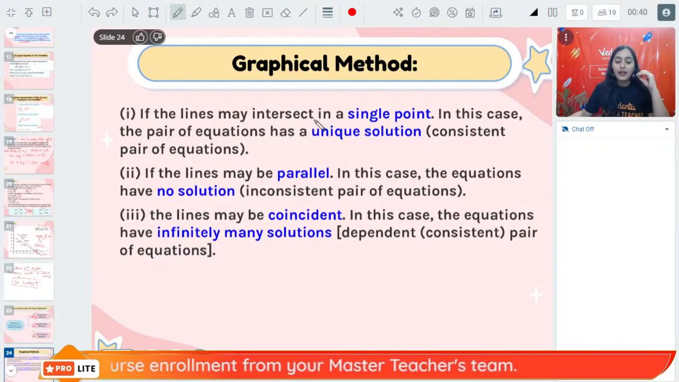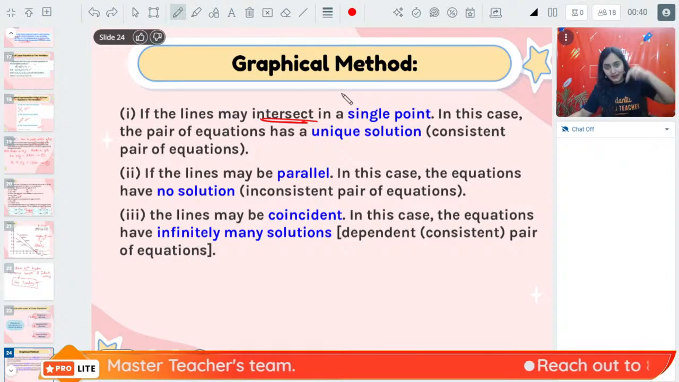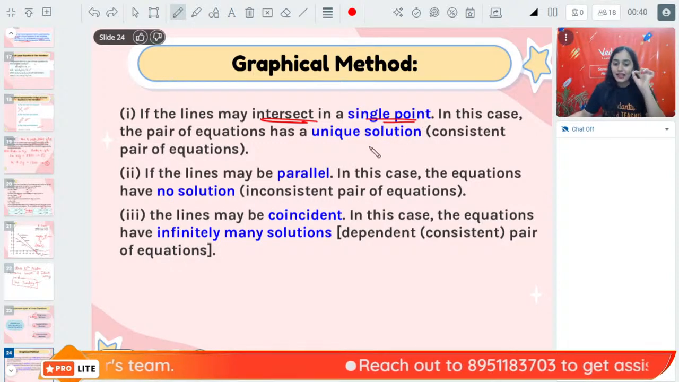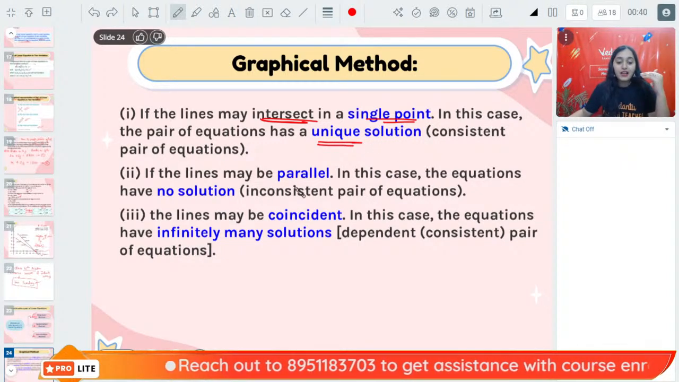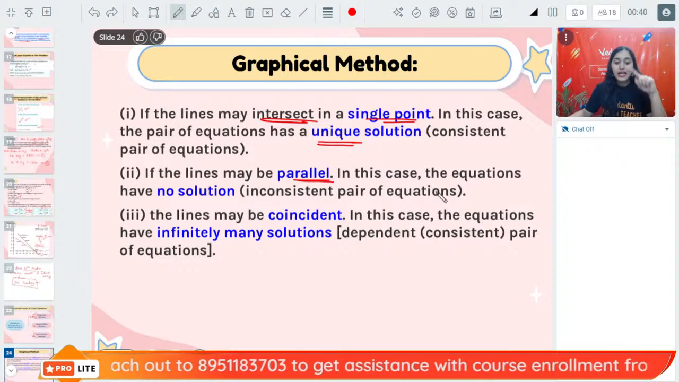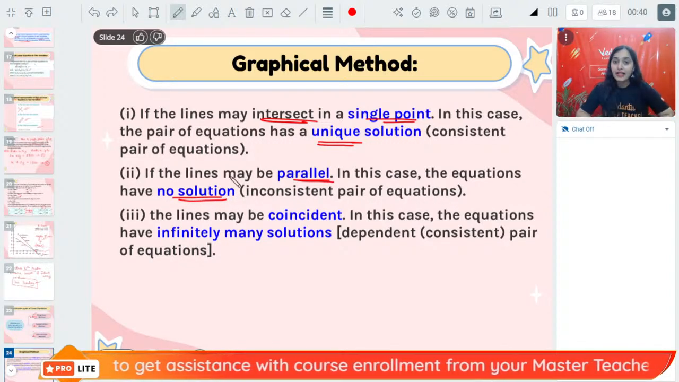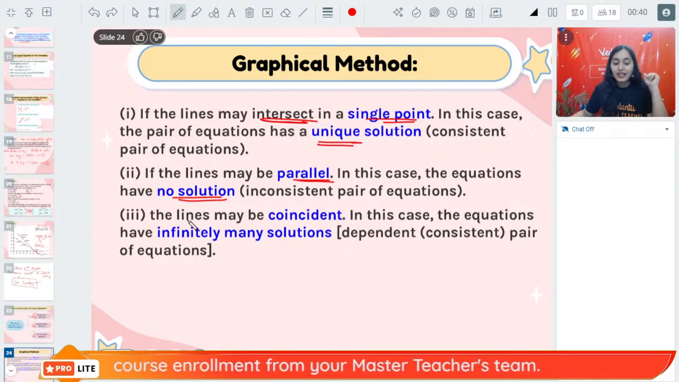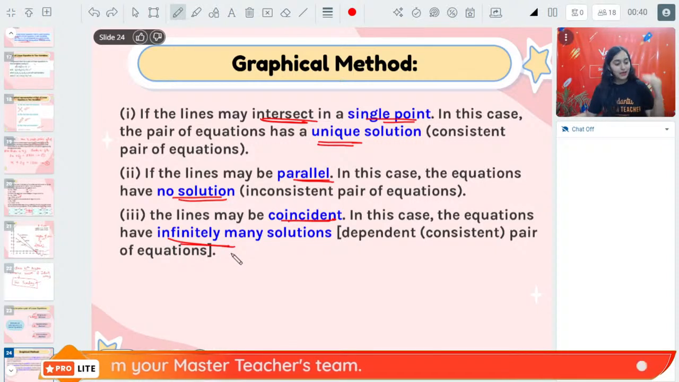First is, if the 2 lines are intersecting, there will be a single point, a single solution which will be unique, right? Now, if the lines are parallel, then the equation will have no solution, since they will not intersect, right? And if the lines are coincident, they will have infinitely many solutions.